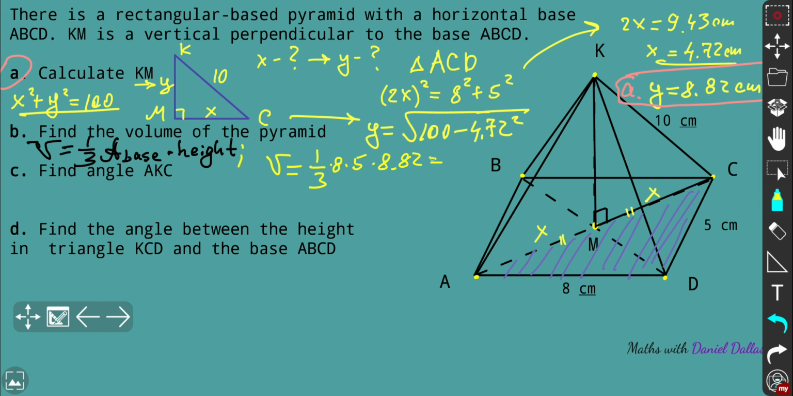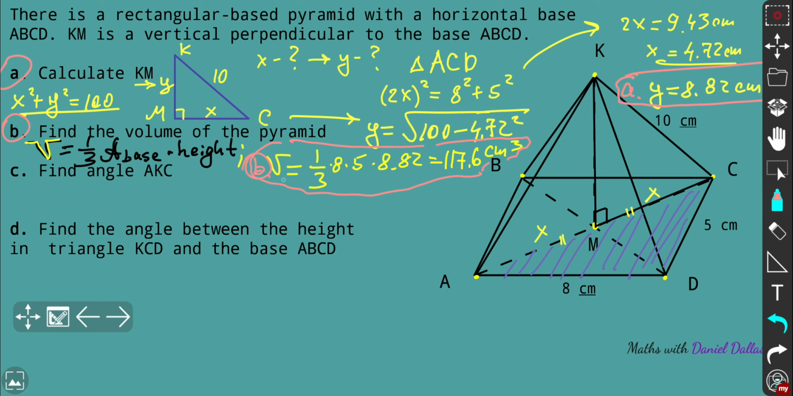All right, so let's calculate this in one single action. So 40 times 8.82 over 3. I've got 117.6 centimeters cubed. So that's the volume. So finally we've got the volume using that formula, and the volume is that figure. Okay, so I hope you got the same. Here we go. So that's the answer for B.